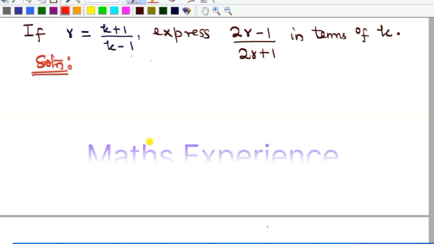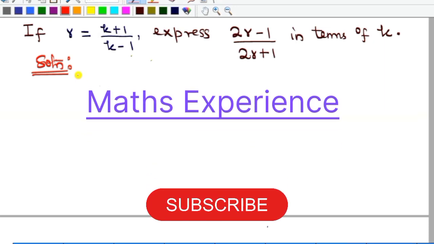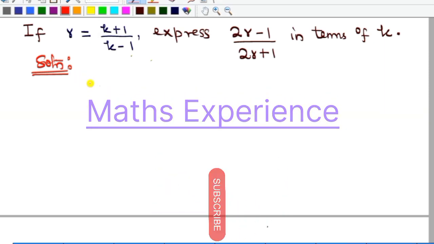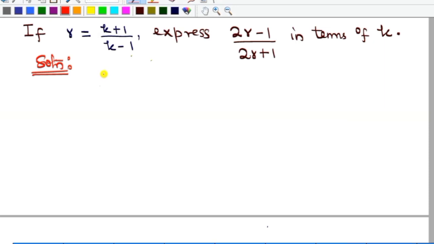My name is Precious. Right, so in this video we want to look at this very beautiful example very quickly. It says that our r is given to be k plus 1 all over k minus 1, and then we are asked to express 2r minus 1 all over 2r plus 1 in terms of k. All right, so what's this asking us to do? In other words, they are asking us to substitute r in this expression with k. So how is that going to be done?